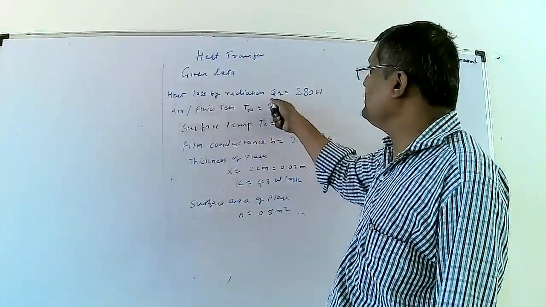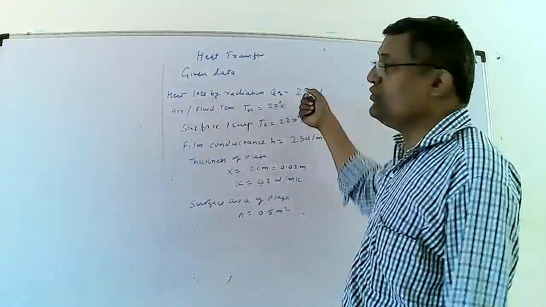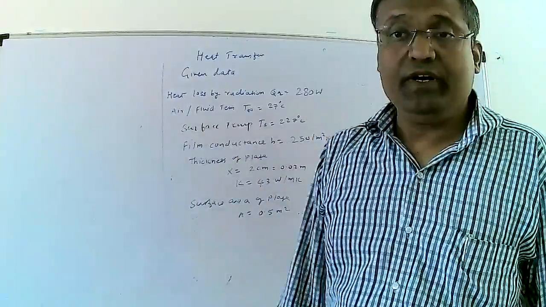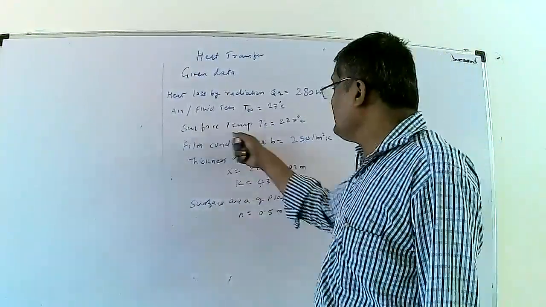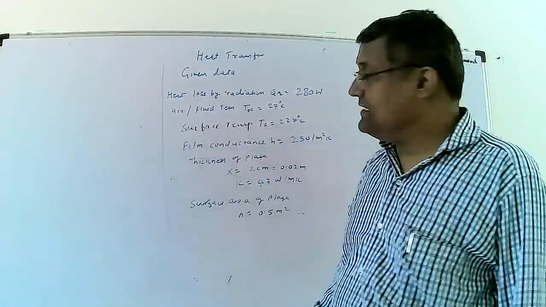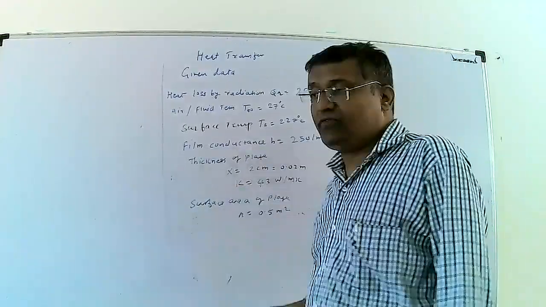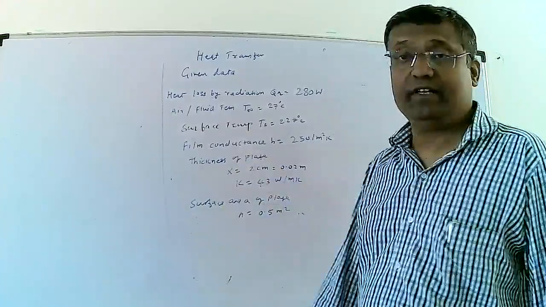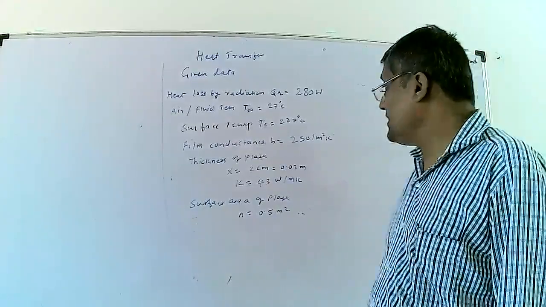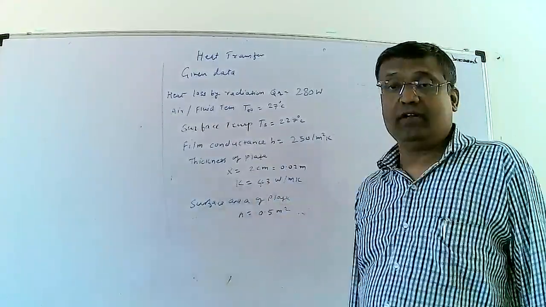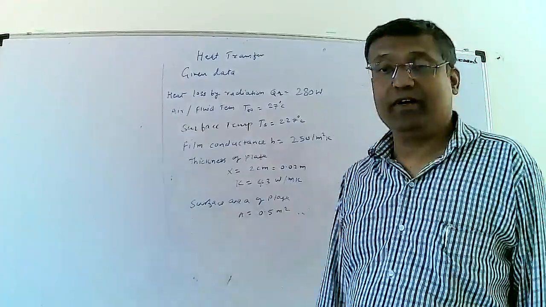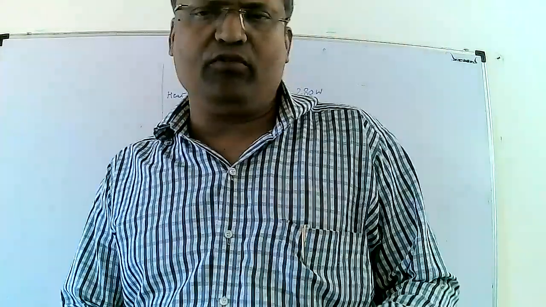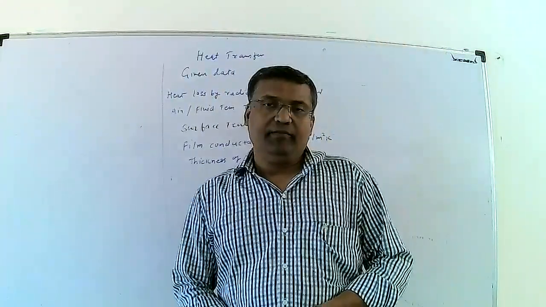The first information, heat loss by radiation, QR, is equal to 280 watt. Air or fluid temperature T infinity 27 degrees Celsius. Surface temperature Ts 227 degrees Celsius. Film conductance H 25 W per meter square Kelvin. Thickness of plate X is equal to 2 centimeter, that is 0.02 meter. K, thermal conductivity of material, 43 W per meter Kelvin. Surface area of plate 0.5 meter square. That information is given in the problem.